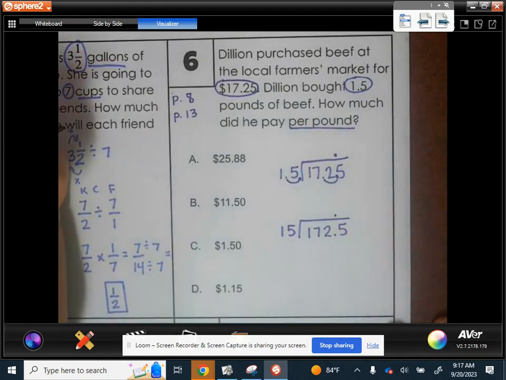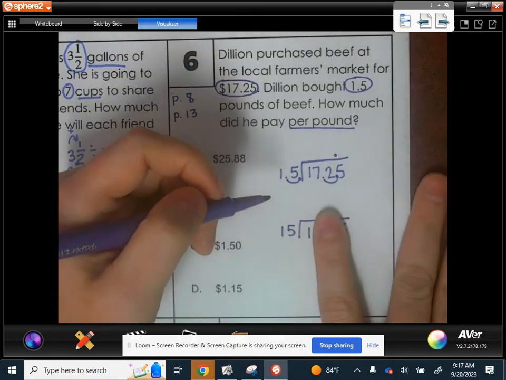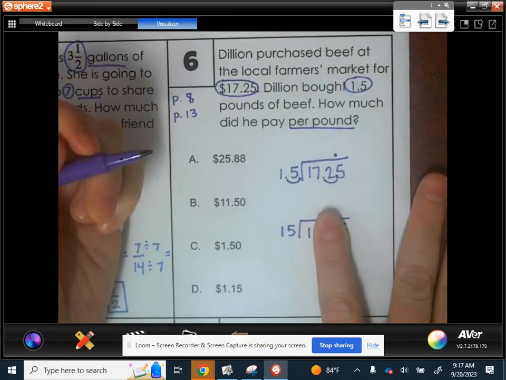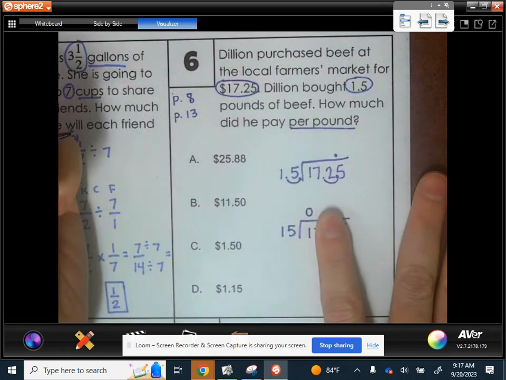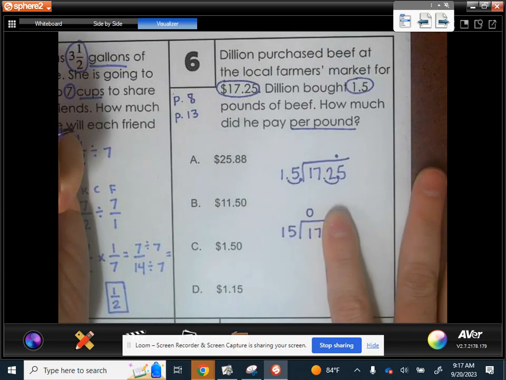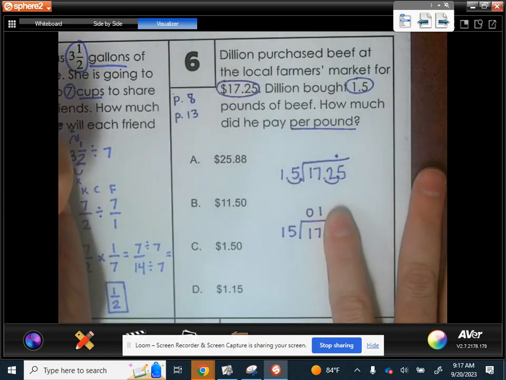And then go ahead and just divide like normal. So I like to cover up the part I'm not working with. So right now, I'm just trying to see how many times 15 goes into 1. 15 is bigger than 1, so it's going to go in 0 times. When I move over, now I'm trying to see how many times 15 goes into 17. That's going to go in 1 time.